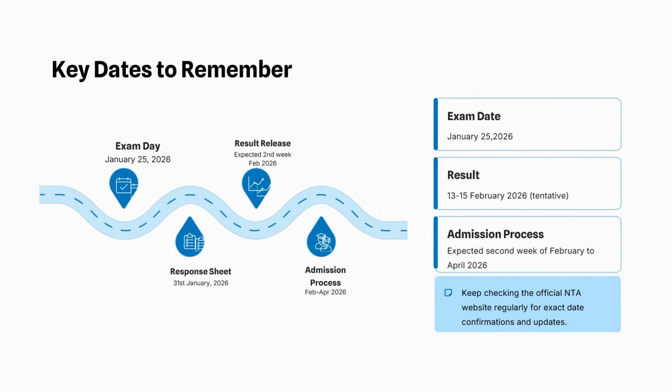Let's first look at the important dates related to CMAT 2026. The exam was conducted on January 25, 2026 and the response sheet was released on 1st Feb 2026. The result is expected between 13 to 15 Feb 2026, although these dates are tentative. The admission process is expected to begin in the last week of Feb and continue until April 2026. Candidates should regularly check the official NTA website for exact confirmation and updates.